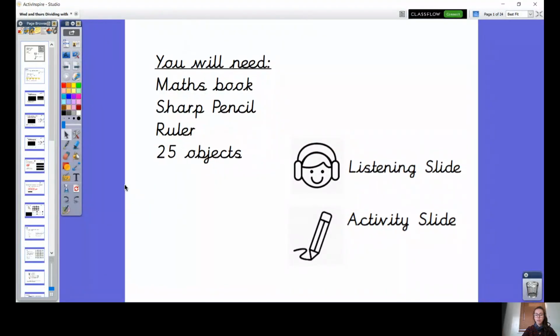Let's check you've got the bits you need. So check you've got your maths book with you today, a sharp pencil, a ruler, and you're going to need 25 objects of something. It might be blocks, it might be Lego pieces, it might be coins, whatever you've got in your house, 25 objects of something. So pause the video and get those things now.